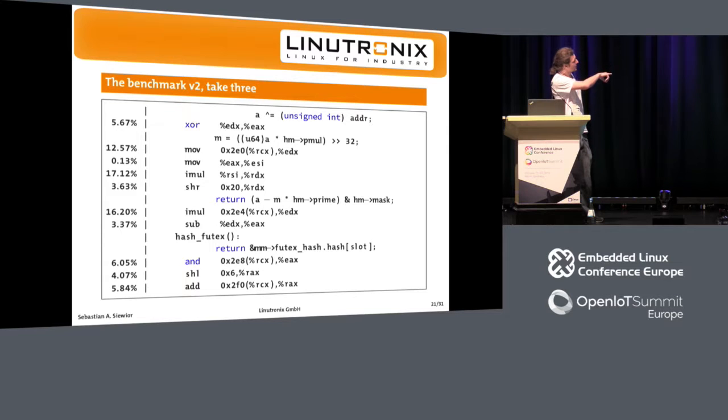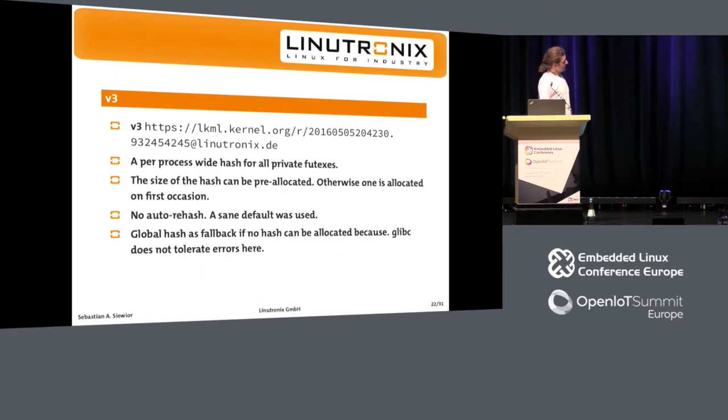So doing the multiplication on our own was faster, and this is actually why we came up with our own hash function in the first place. What happened after that was we fixed hash long, the reason why it didn't spread so well.